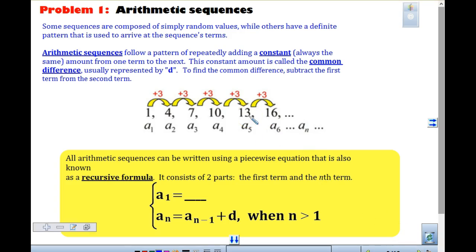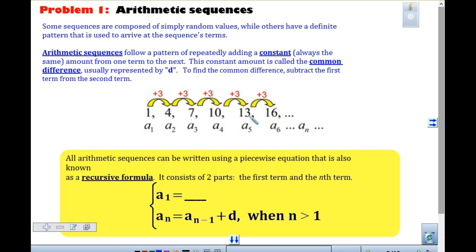So arithmetic sequences, a lot of vocabulary in this part again. Some sequences are composed simply of random values, while others have a definite pattern that's used to arrive at sequence terms. Arithmetic sequences always follow repeated adding of a constant, always the same amount, from one term to the next. The constant is called the common difference, usually represented by D, for difference.